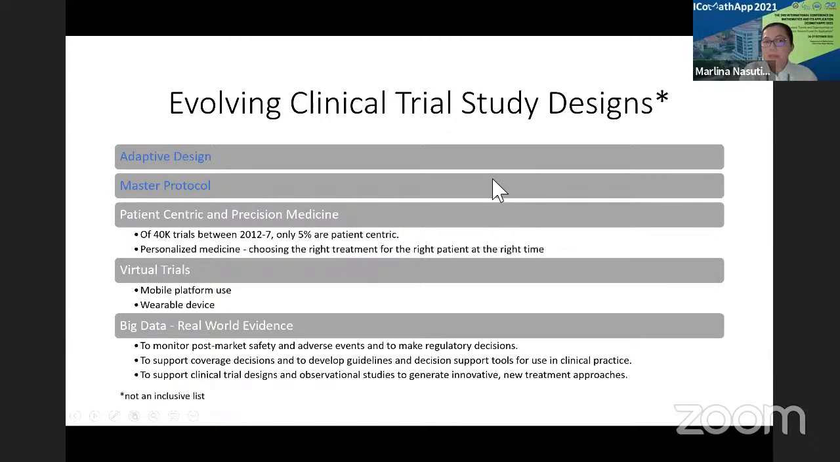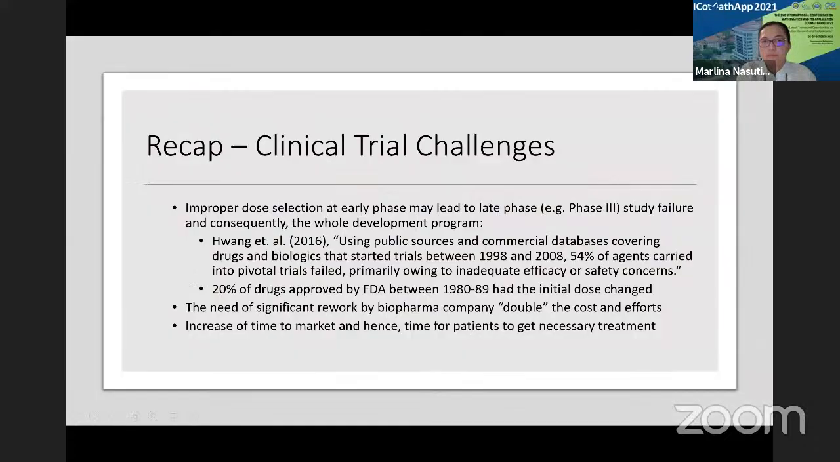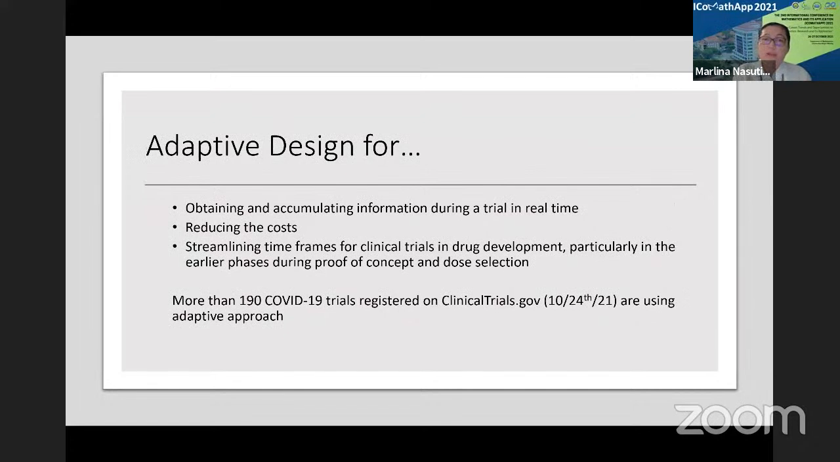So now back to adaptive and master protocol. So to recap, we do know that there are challenges in clinical trials. So basically, we need to think about how we deal with and overcome these challenges. And one of those is by considering adaptive design. Adaptive design is basically trying to increase the efficiency of how we do the trials. By using adaptive design, we can obtain and accumulate information during a trial in real time, and as a result, reduce the cost and streamline the timeframes for clinical trials in drug development.